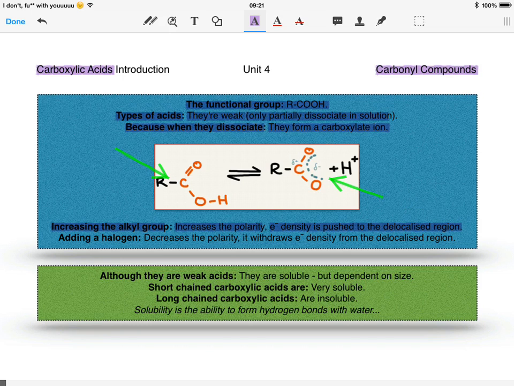Contrarily though, adding a halogen will decrease the polarity, and this is because it withdraws electron density from the delocalized region, and obviously then if it's less negative, it does become slightly more acidic, because the hydrogen is more likely to be lost.